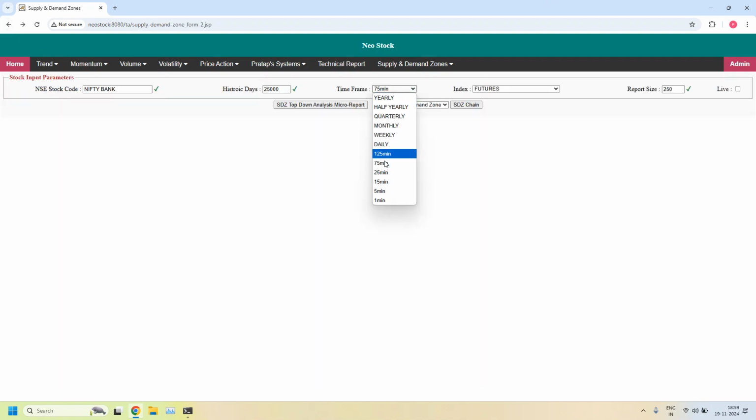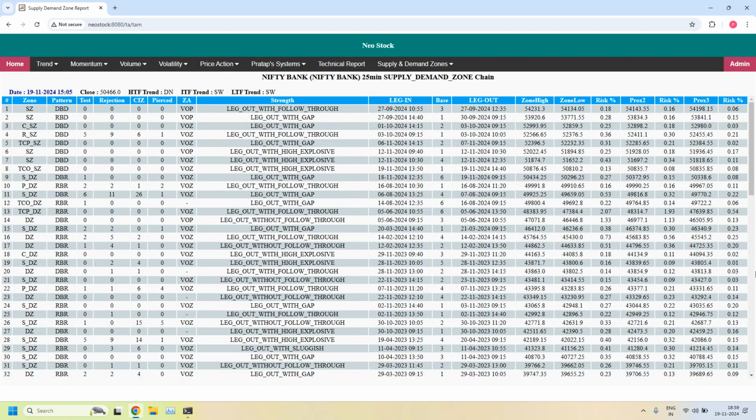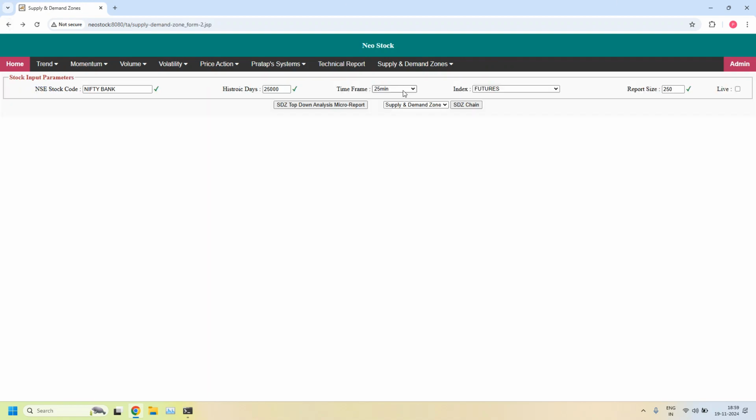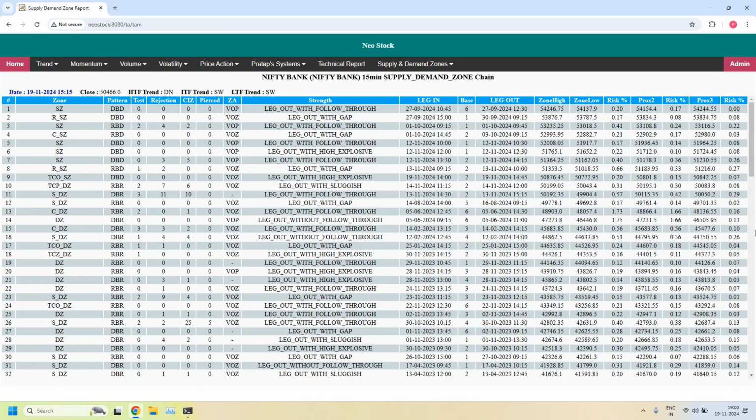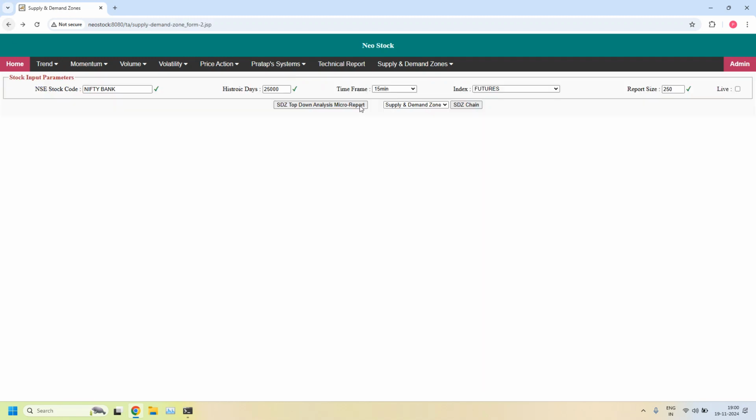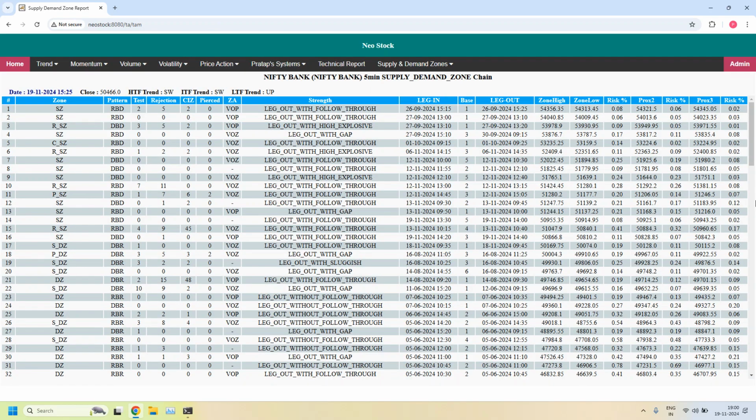Next time frame is 25 minutes. 25 minutes supply demand zone chain for Bank Nifty. Next time frame is 15 minutes. 15 minutes supply demand zone chain for Bank Nifty. The last time frame is 5 minutes. 5 minutes supply demand zone chain for Bank Nifty. So this is about Bank Nifty supply demand zone chain.